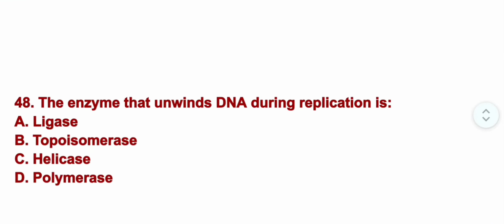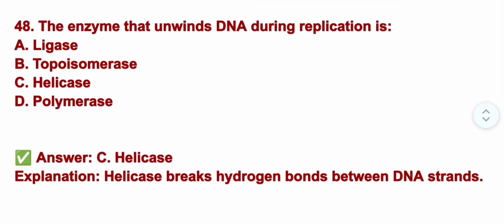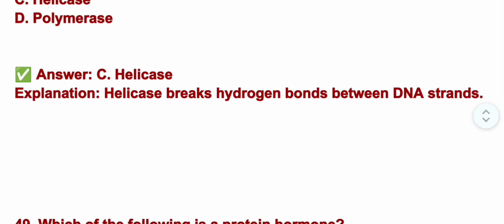Question number 48. The enzyme that unwinds DNA during replication is? The correct option is option C, helicase. Helicase breaks hydrogen bonds between DNA strands.